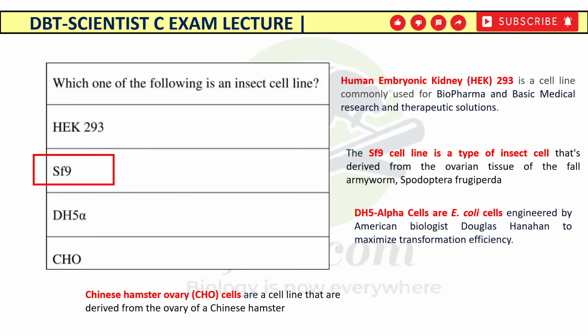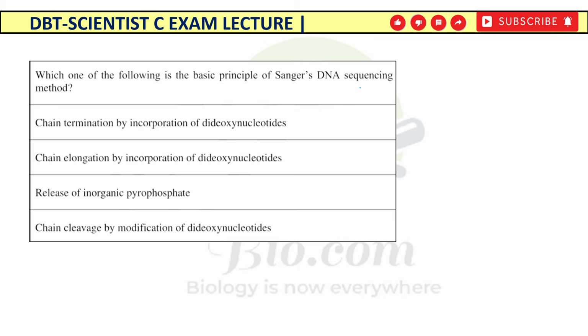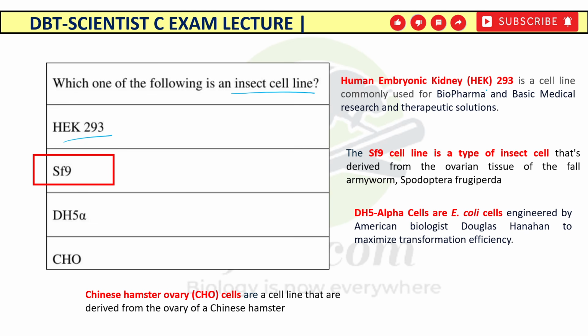Now, which of the following is an insect cell line? HEK 293, SF9, DH5 alpha, CHO. So see, this type of question is frequently asked in DBT. ठीक है, so this is also important for your scientist examination. So इनमें से कौन सा है जो insect cell line है? HEK 293, it is not an insect cell line. In fact, it is a human embryonic kidney.